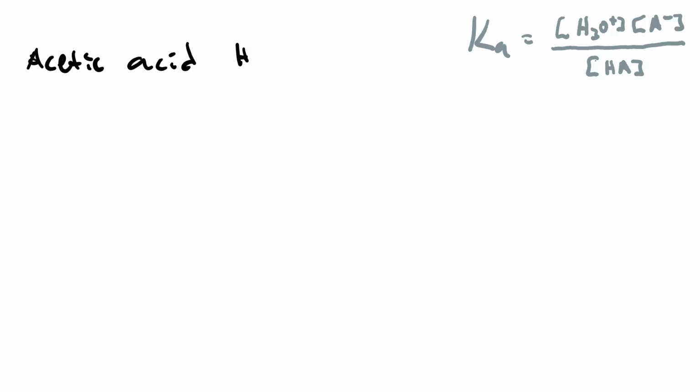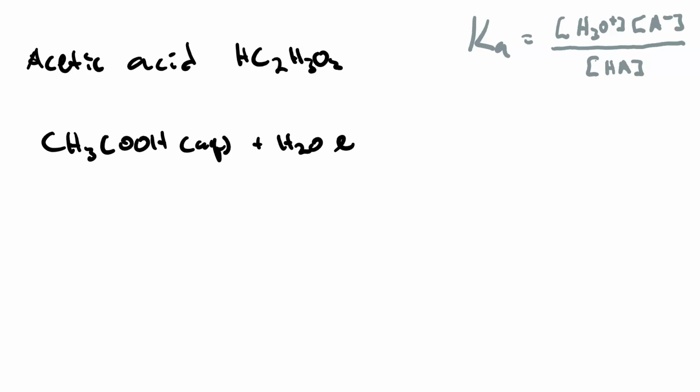You may see acetic acid written as HC2H3O2, or you may see it written as CH3COOH. This is the way an organic chemist would write it. When acetic acid ionizes in water, we get hydronium and acetate, CH3COO minus, both of these in the aqueous phase.